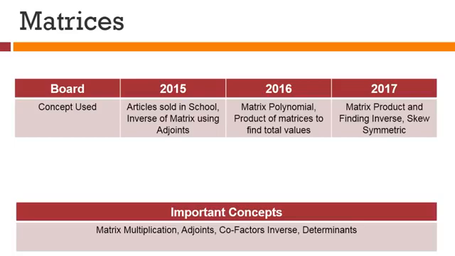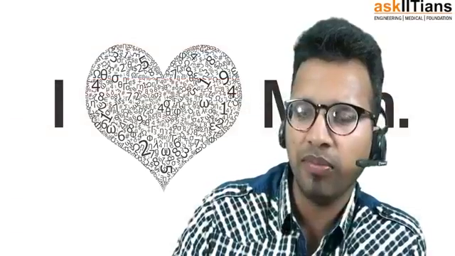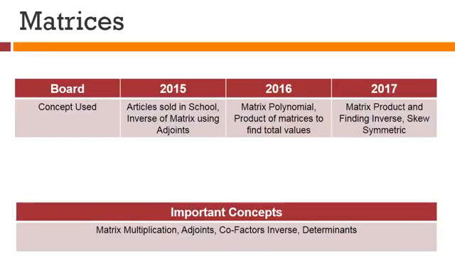So as you are looking at the problems, matrix polynomial was asked in 2016 along with a choice in the determinant question. So in 2016 there was a choice between matrix polynomial and finding the determinant, in a 6 marker, and the product of matrices to find the total values. A similar question to what we did was asked in 2017 again, a 6 marker: matrix product and finding the inverse.